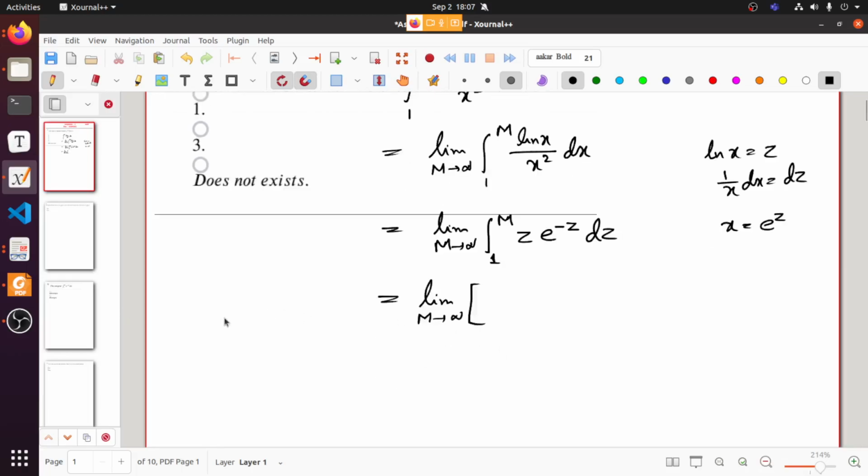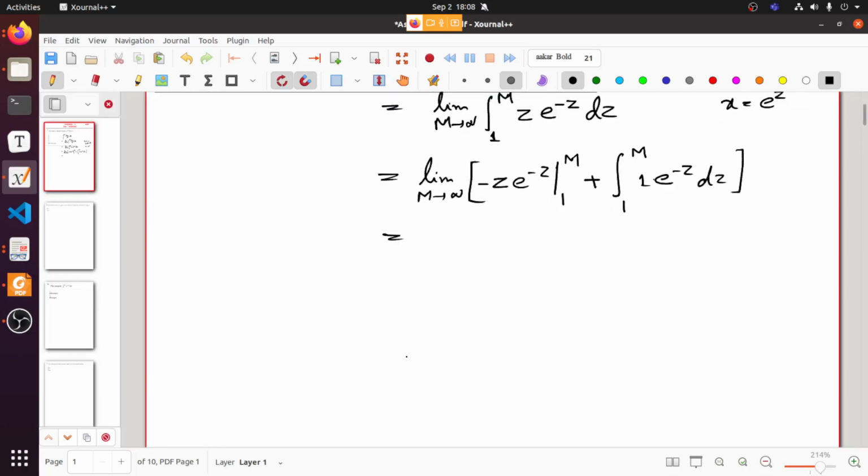Now you have to do the integration by parts. Take z to be the first function and e to the power minus z to be the second function. So first z, and now do the integration of e to the power minus z, which will be minus e to the power minus z. Now you have to evaluate from 1 to m. Now minus the integral from 1 to m of the derivative of the first function, which is 1, and the integral of e to the power minus z, which is again minus e to the power minus z. So that's why it becomes plus dz.